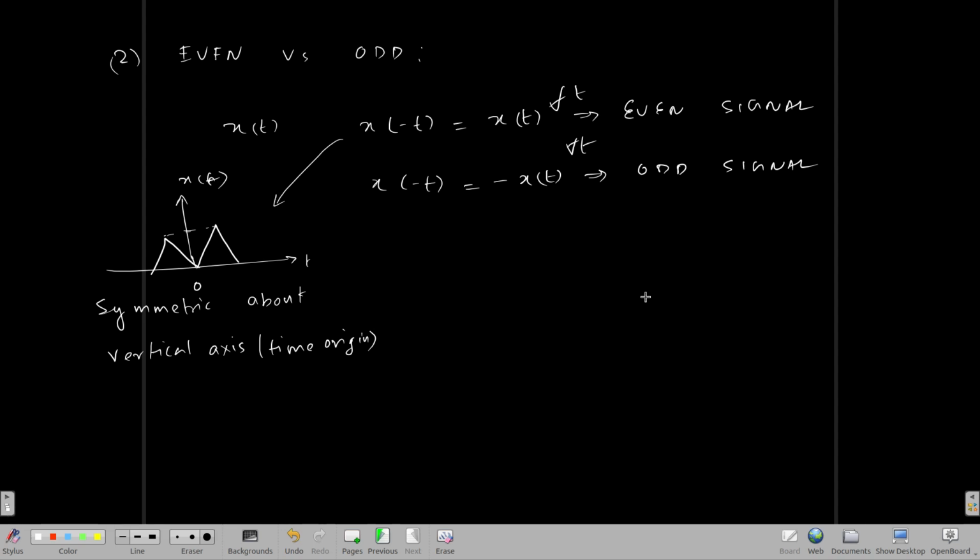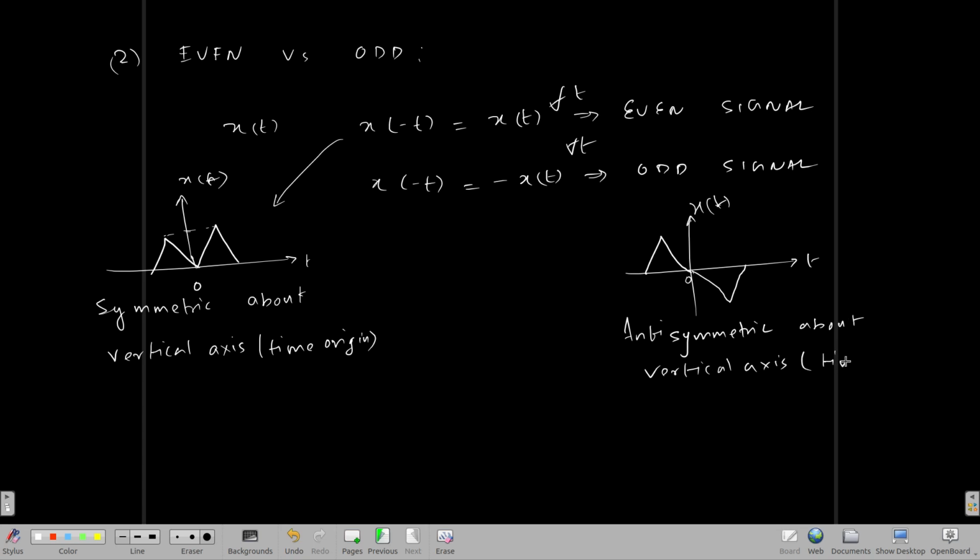And what about an odd signal? An odd signal will be anti-symmetric. That is, if this is the origin and this is the vertical axis, it is like a mirror reflection. What is happening here will happen here, but with inversion. That is called anti-symmetric about the vertical axis, that is, the time origin. That is the basic definition of an even signal and an odd signal.